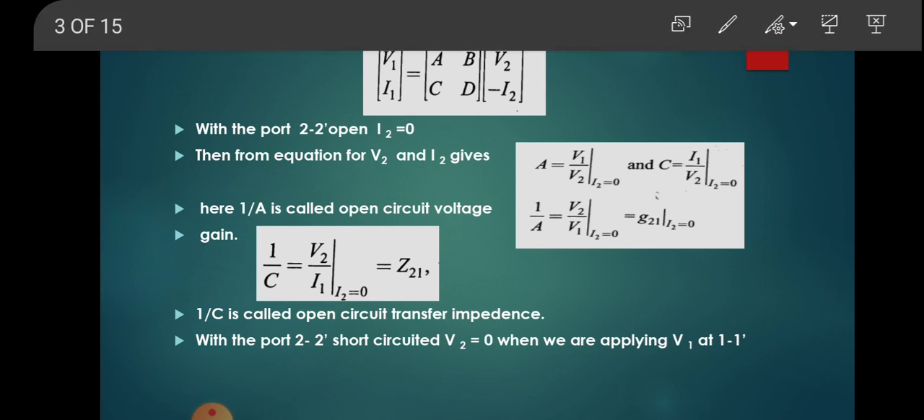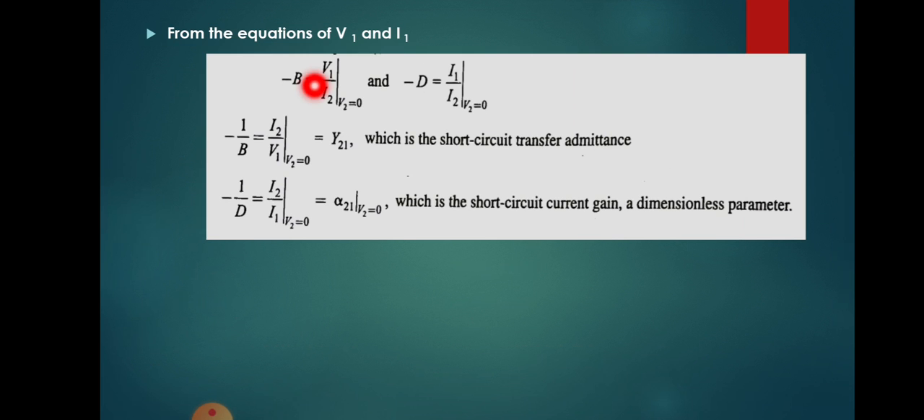Let us see. So minus B will be equal to V1 by I2 at V2 equal to 0, and minus D equals I1 by I2 at V2 equal to 0. And here, when we take the inverse of this minus B, we will get the equation as I2 by V1. So you can see that this is the ratio of current and voltage, so it will represent admittance. But it represents the current of second port and voltage of first port. So we can use the term transfer admittance. It is obtained by short circuiting the second port, so we can say it is a short circuit transfer admittance.